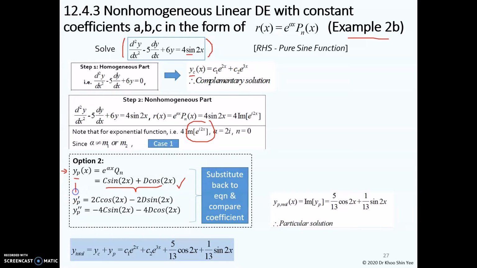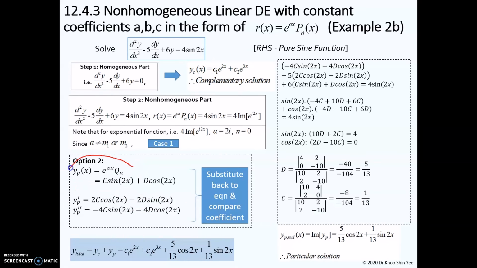So you continue to differentiate to obtain the yp prime. Differentiating sine 2x gives you 2 cos 2x. Differentiating cos 2x gives you negative 2 sine 2x. We continue to differentiate again to obtain the yp double prime. So cos you differentiate, you obtain negative sine. Then you multiply the coefficient 2 with 2 here to obtain 4. Differentiating sine gives you cos. So the coefficient 2 multiplied with the negative 2 here, you obtain negative 4.